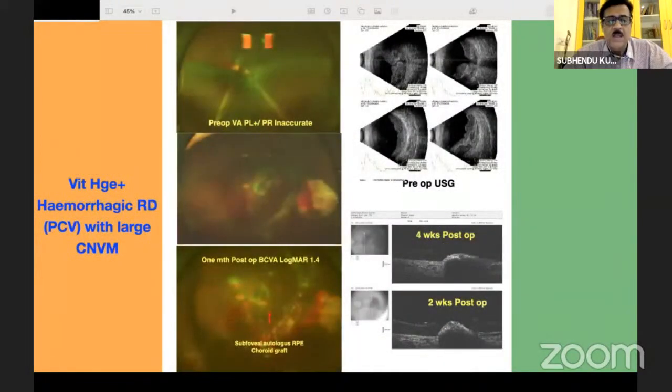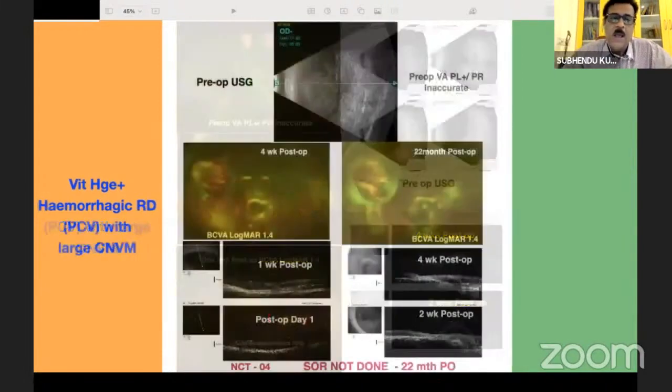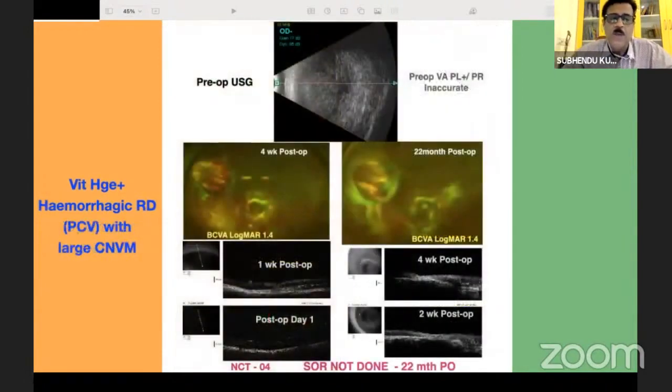This is another case, hemorrhagic retinal detachment. The graft was doing okay, and ultrasonography also you have to do, to identify how much the hemorrhagic detachment is there. And this is another case, hemorrhagic retinal detachment with large CNVM. The patient was doing okay, but still the IOP was not raised. I used silicone 5000 centistokes in these cases.